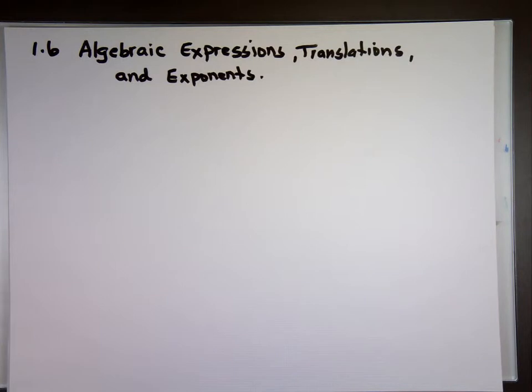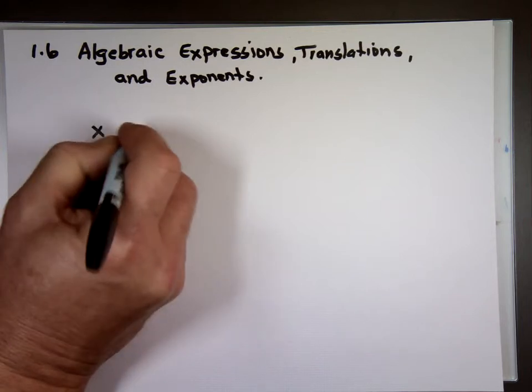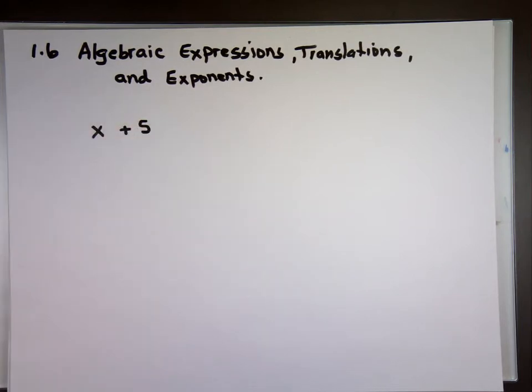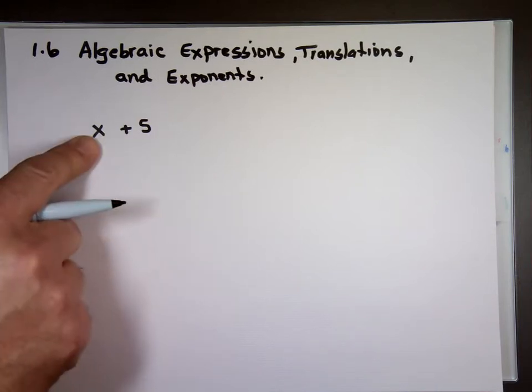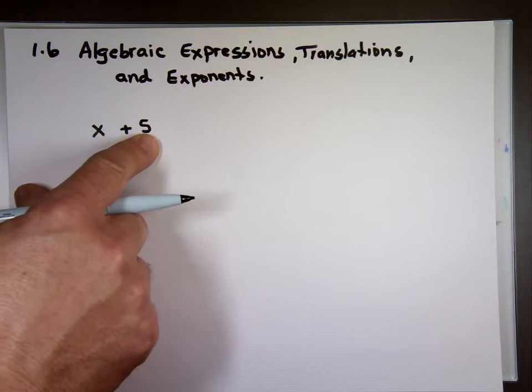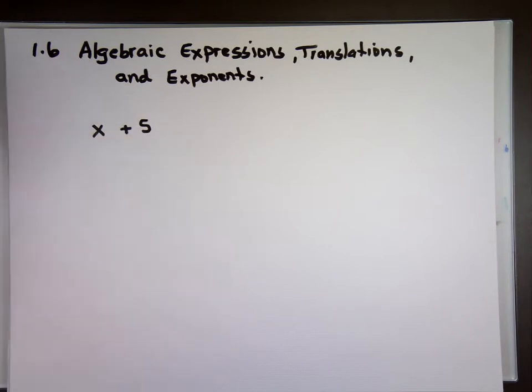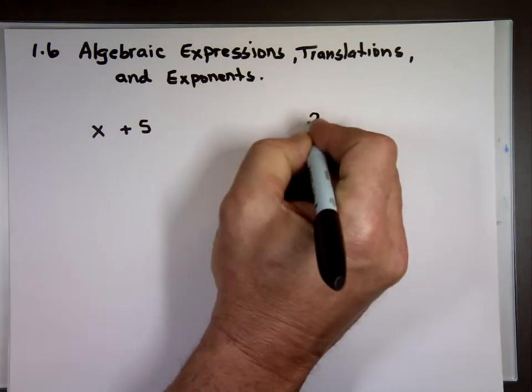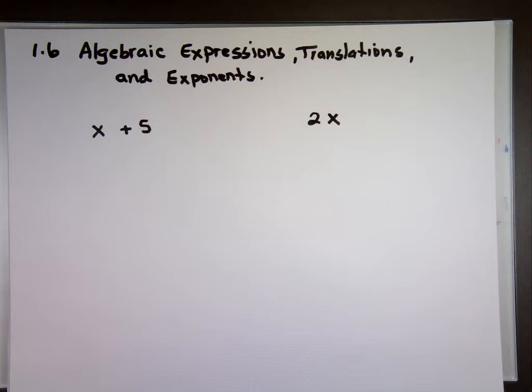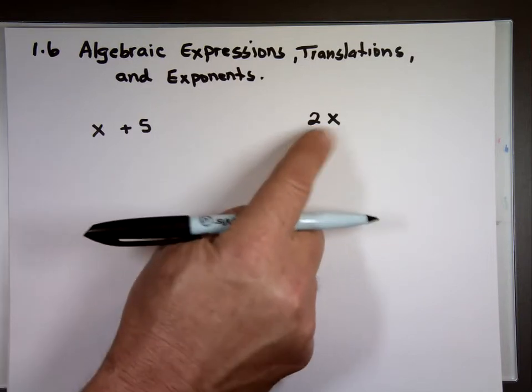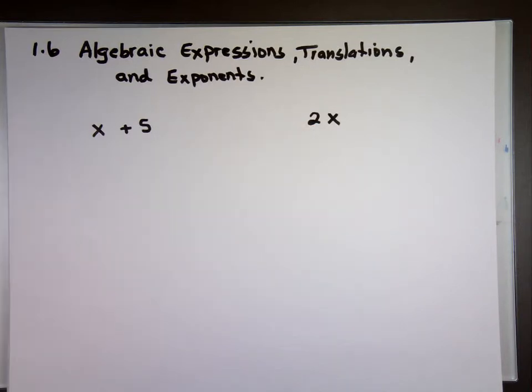Let's begin talking about algebraic expressions. Let me write this algebraic expression. Now this expression has two terms. X is one term, 5 is another term. Only addition and subtraction separate terms. So if I have, for example, 2x, that is one term. That's a multiplication. So multiplication and division do not separate terms.